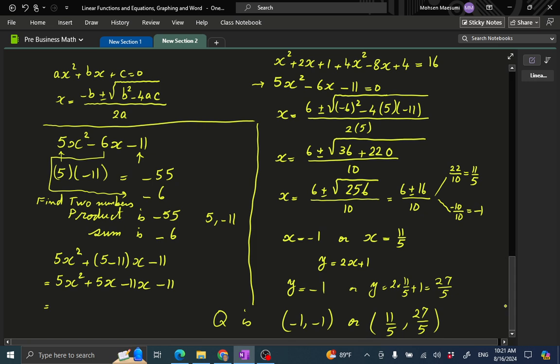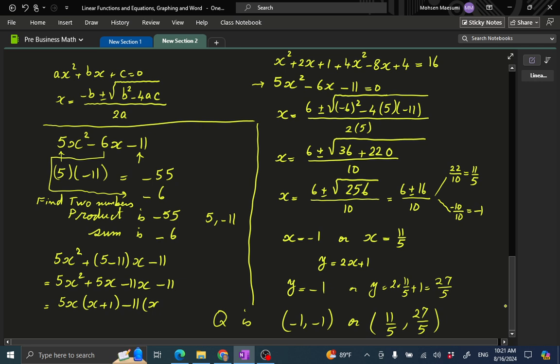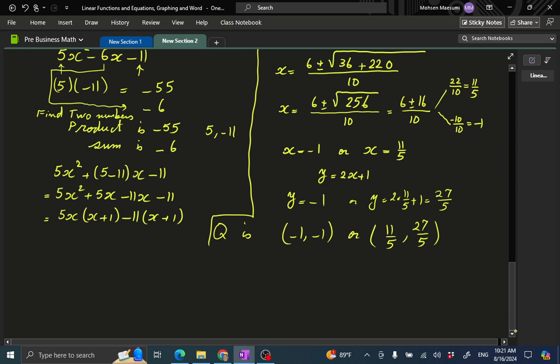Now I do factorization by grouping: 5x times x plus 1, and then minus 11 times x plus 1. Then what? Well, x plus 1 is the same in both, so I can factor it out. Factor out x plus 1. What is left? What is left is 5x minus 11.